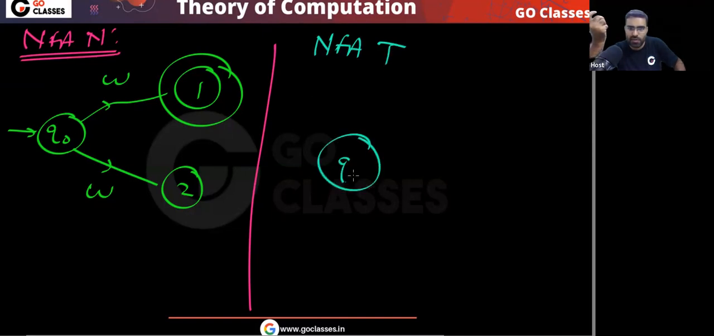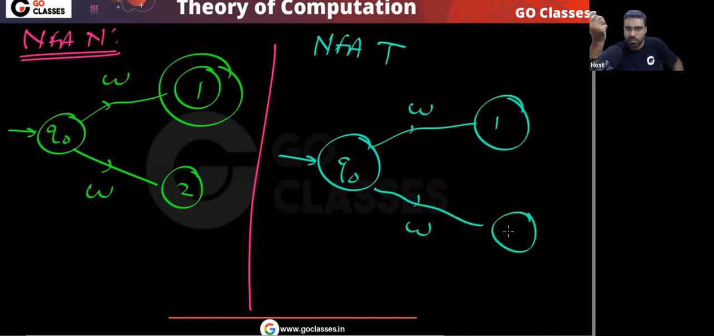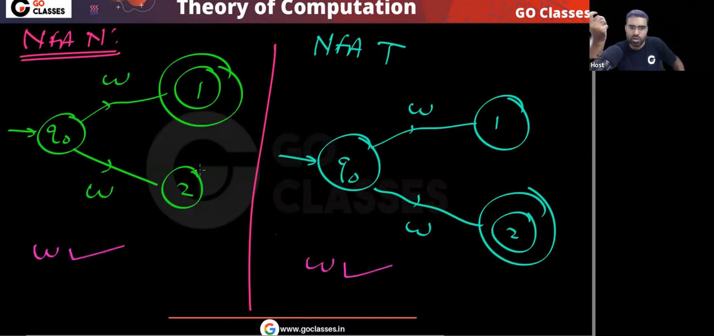So your NFA-T will be like this. You can notice here also W is accepted, here also W is accepted. Is this point clear? Please tell me. Okay, so this is the point. Very simple. Here also W.